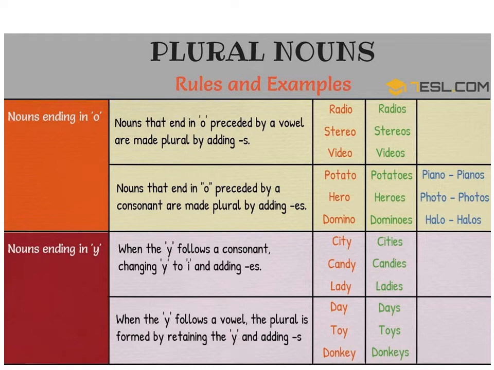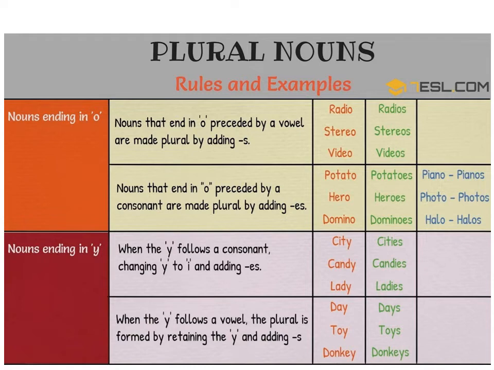Now let's go to the bottom part. When the Y follows a vowel, the plural is formed by retaining the Y and adding S. Retaining means we don't delete it. Example, day, we have days.